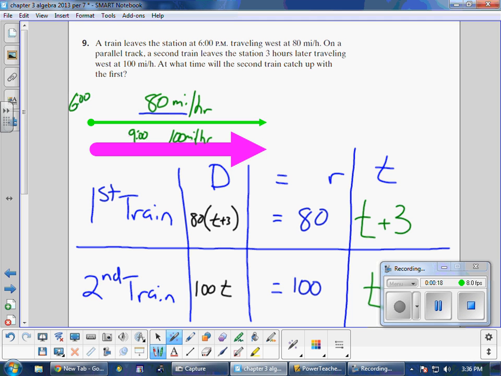On a parallel track, a second train leaves the station 3 hours later. So this one's starting at 9 o'clock, and it's going 100 miles an hour. At what time will the second train catch up with the first?